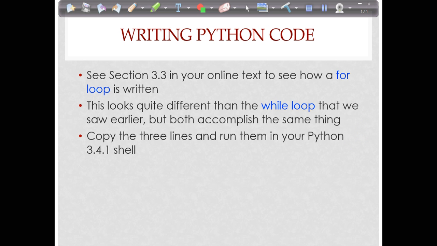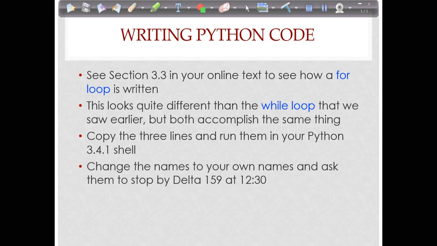What you'll see in Chapter 3 in your online text is a turtle example and graphics, and it's just really fun. Right now I'm not asking you to really understand how the graphics get done, but just how to use them. So go through and try these programs. Again, try them in 3.4.1. If you try them in something earlier, you'll get errors. So on that example, I would suggest that you change the names to your own names and then ask them, instead of saying come to my party, ask them to stop by Delta 159 at 12:30.